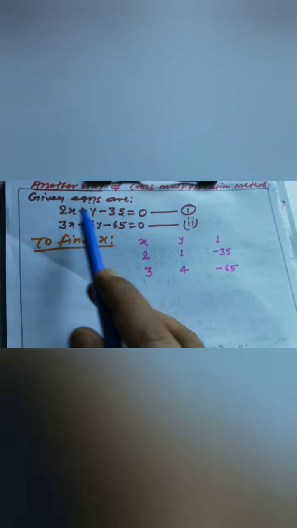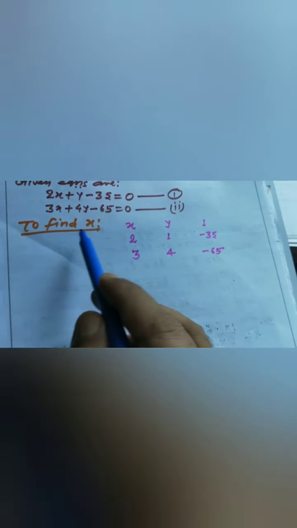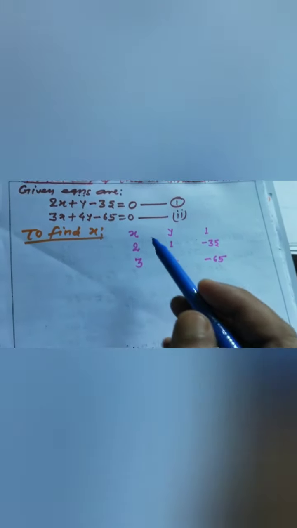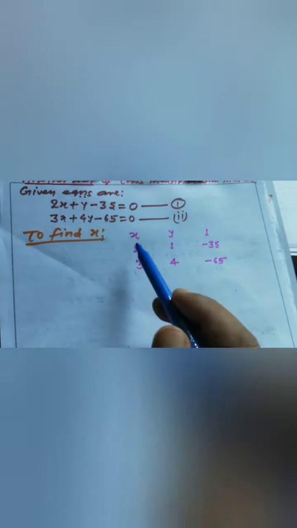We have again written the given pair of equations, the same equations we have taken here. Given equations are 2x plus y minus 35 is equal to 0, and 3x plus 4y minus 65 is equal to 0. This is equation first and this is equation second. So to find the value of x and y, you can also do it in this way. If you don't remember the formula for x and y, then you can solve it this way also. So let us solve it.